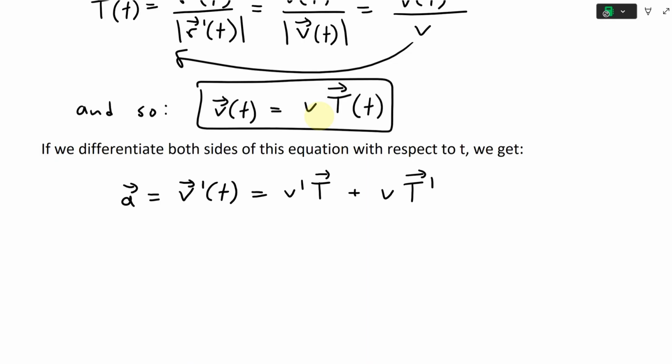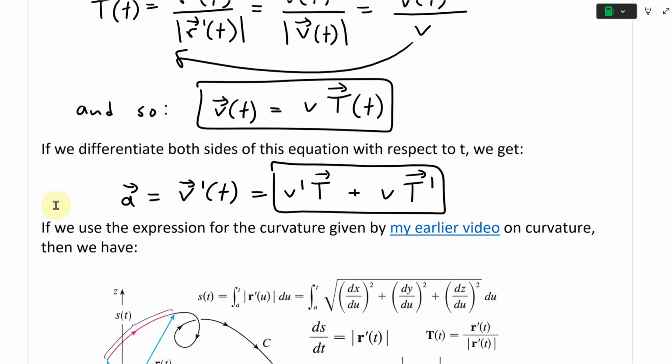All right, so that's what we have. I'm actually going to box this out. This is acceleration. This is pretty interesting: that's acceleration in terms of the tangent vector and its derivative. All right, so now going further.